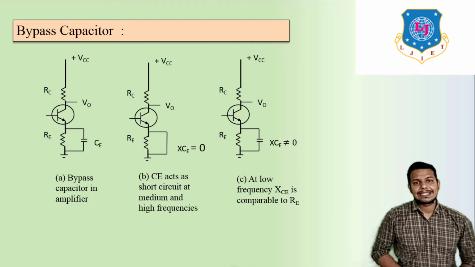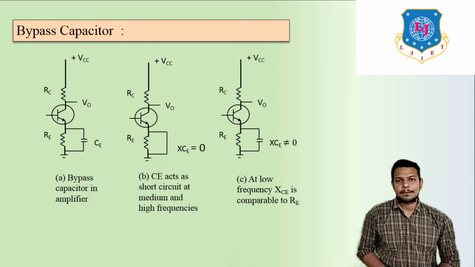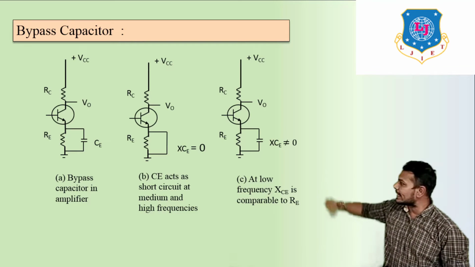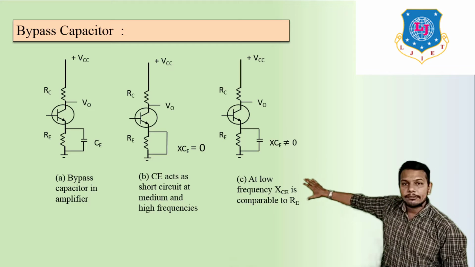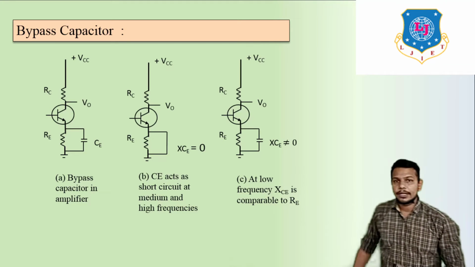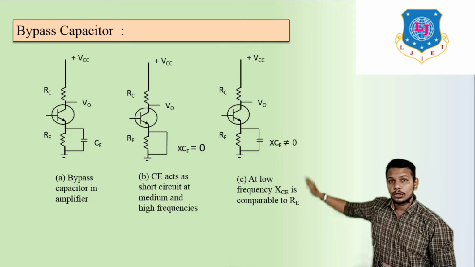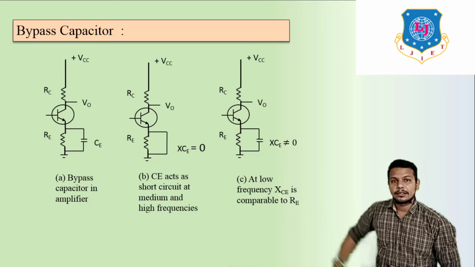Now let us discuss the bypass capacitor in depth. What is a bypass capacitor? In this figure we can see one capacitor placed parallel to the resistor. That means it is bypassed. Current doesn't flow through this resistor and flows through the capacitor.